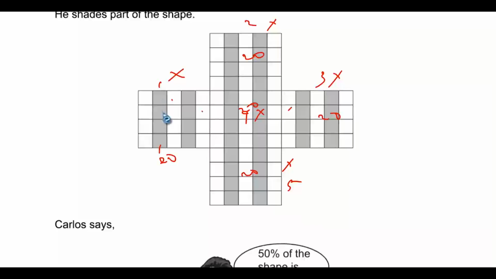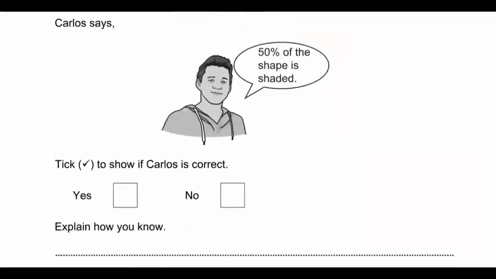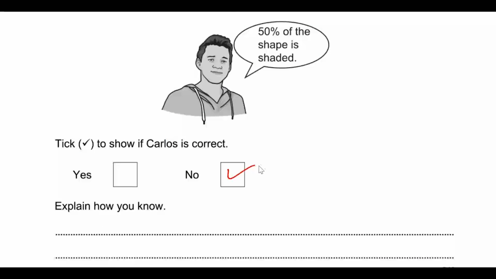And you have 1, 2, 3, 4. So that is 4. How many of them? 1, 2, 3, 4, 5, 6, 7, 8, 9, 10. Okay, so that is 40 boxes shaded. So you can say that no. Then write the reason.